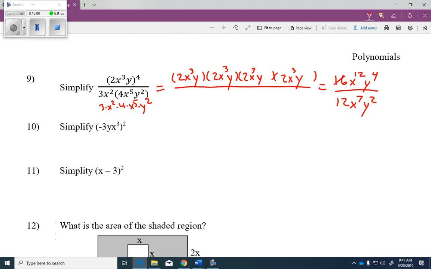I'm not done because now there are some things in common top and bottom. 4 divides into these numbers. I get 4/3. There is an x to the 7th in common with numerator and denominator. So that's 1. And this is x to the 5th. And then there's a y squared in common. So that's 1. And this is y to the 2nd. My final answer is 4x to the 5th, y to the 2nd, all over 3.